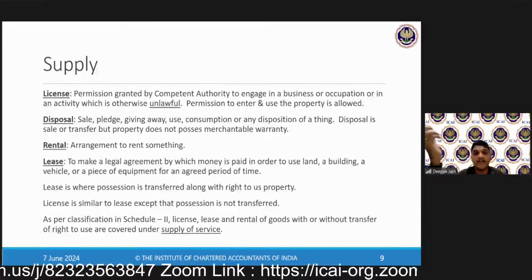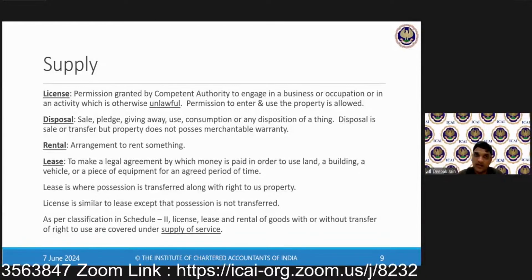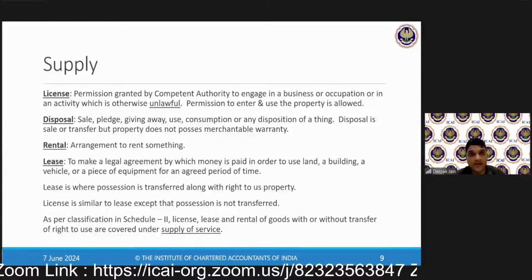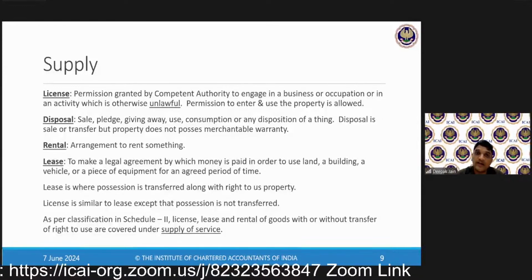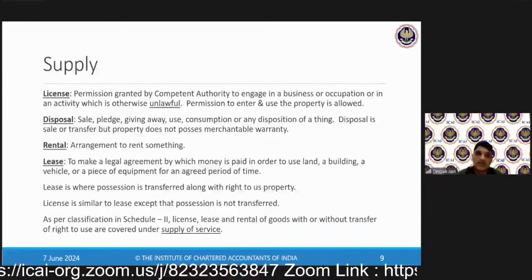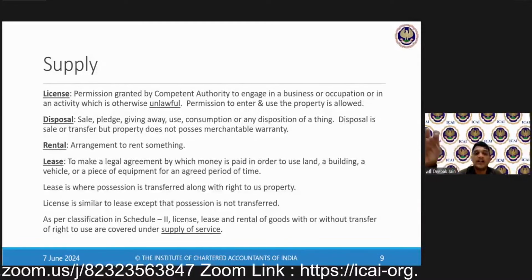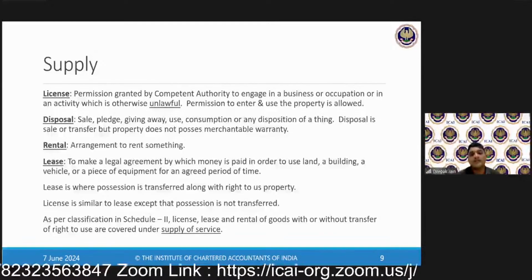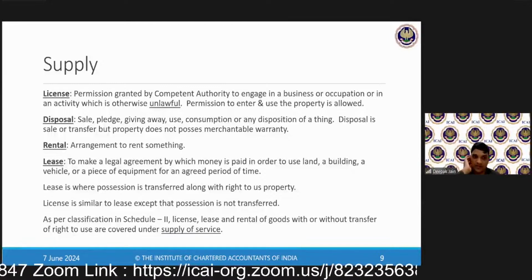Then any kind of rental, which means an arrangement to rent something, is an example of rental. Now, rental could be of movable property or rental could be of equipment. Generally, for equipment, what we give is called a rental. Rental for a house is actually, in legal terms, a lease, which means a legal agreement by which money is paid in order to use land, building, vehicle, or a piece of equipment for an agreed period of time. That is a lease transaction.